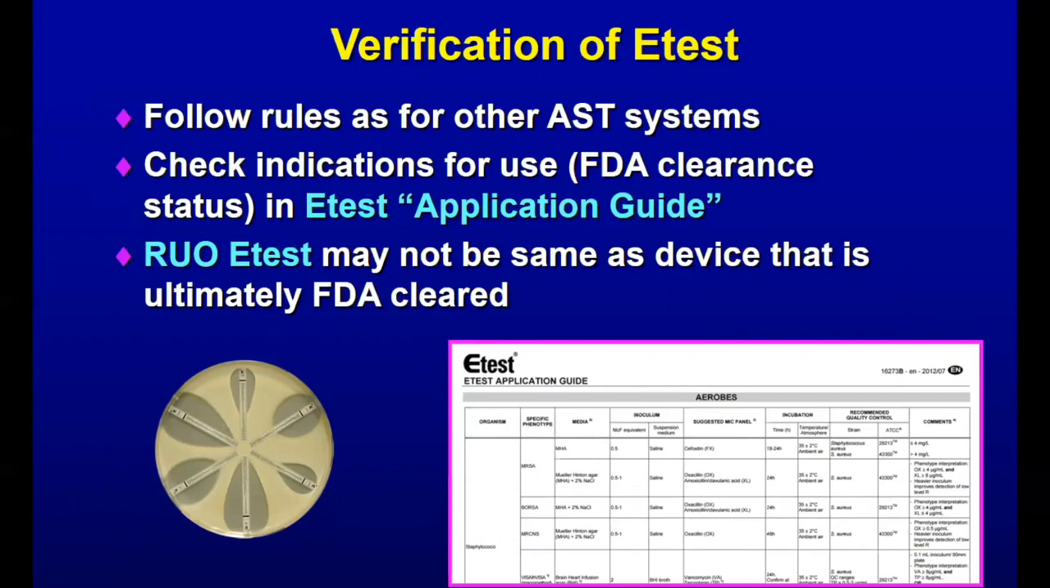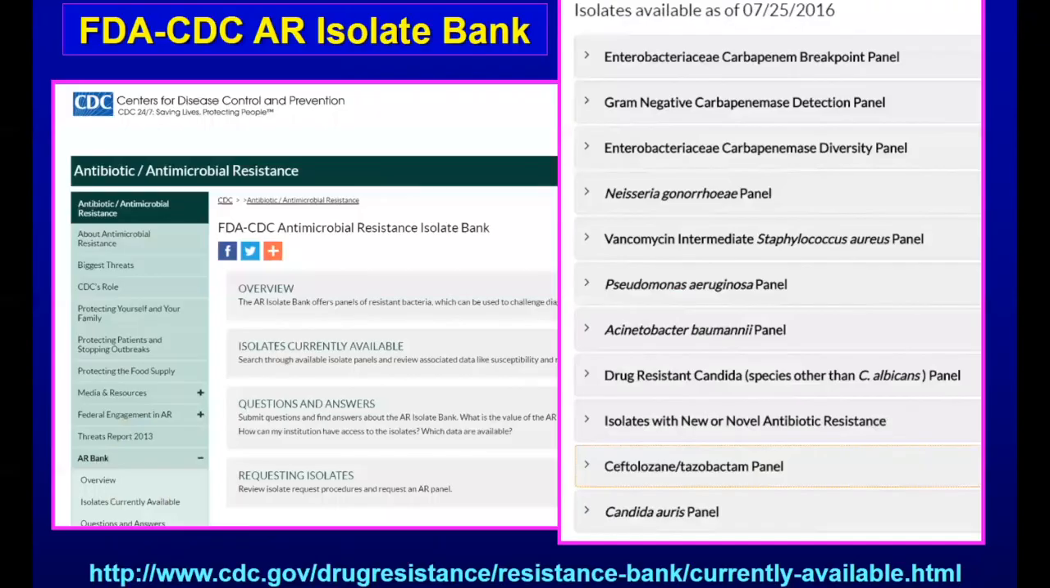The other thing I want to point out is that when those RUO e-tests are developed, those might not be the actual type of strip that may be ultimately FDA cleared, because the manufacturer may modify it a little bit to get better performance when they're doing the analysis of the e-test strips for FDA clearance and subsequently submit data to the FDA. So you have to be careful about that.